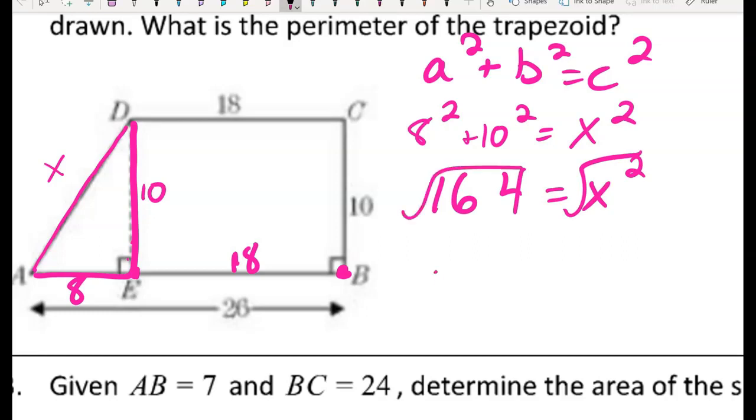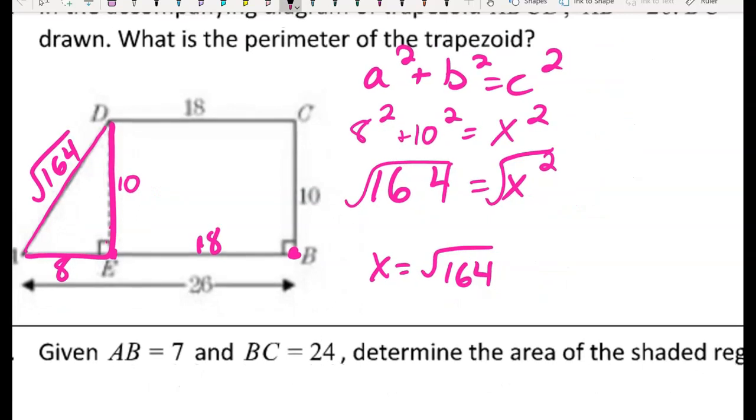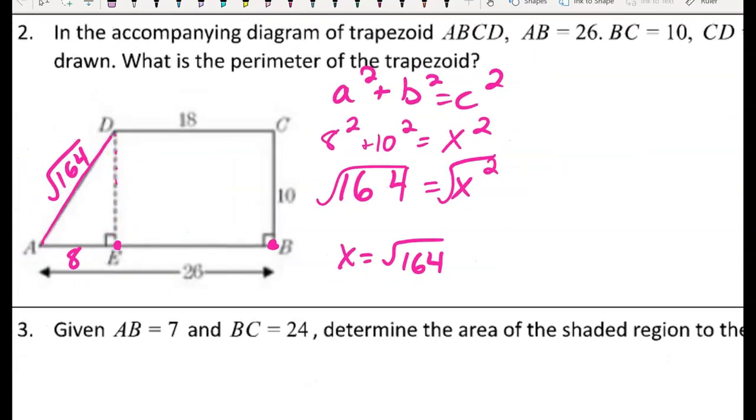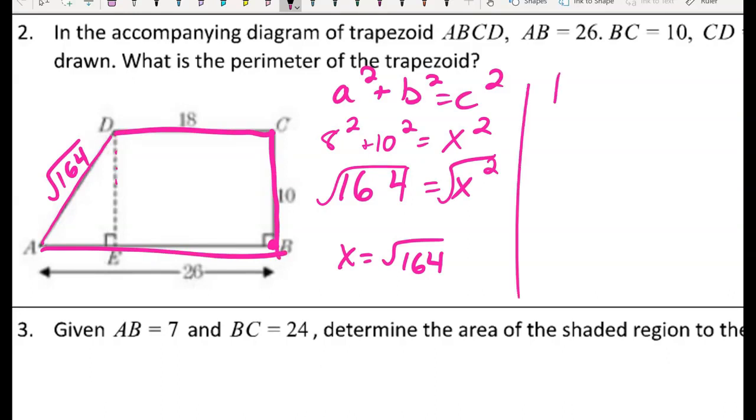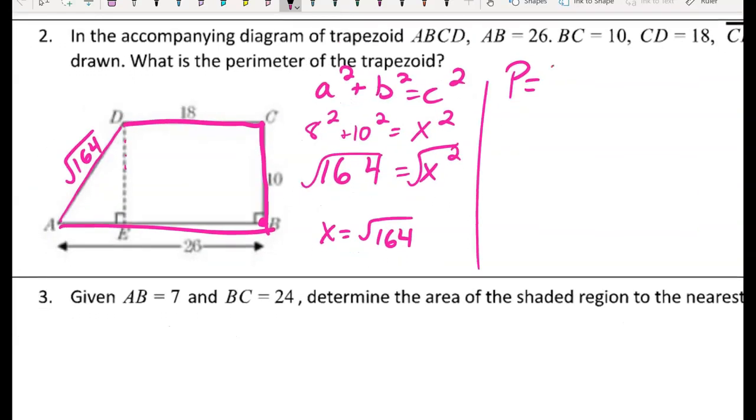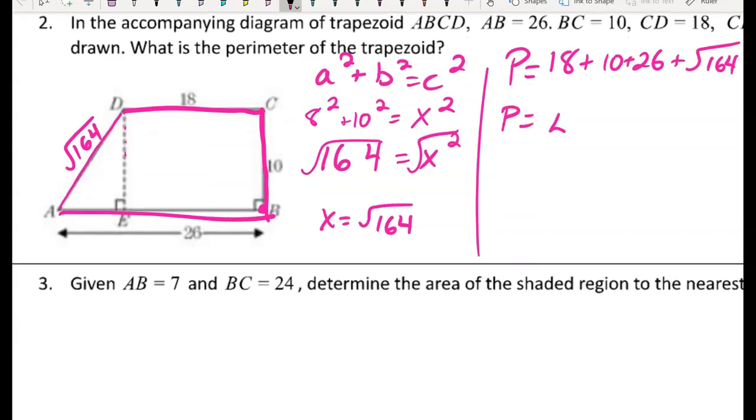And to undo the squaring, I'm just going to take the square root. So that missing side length is just 164 under the radical. That's not a perfect square, so I'm not going to round it. I'm just going to leave it as radical 164 until the end where I sum all the sides. So the distance around the shape is going to be that 26 on the bottom, the 10 going up, the 18, and then the radical 164. So I can express my perimeter as 18 plus 10 plus 26 plus radical 164, or 54 plus radical 164.